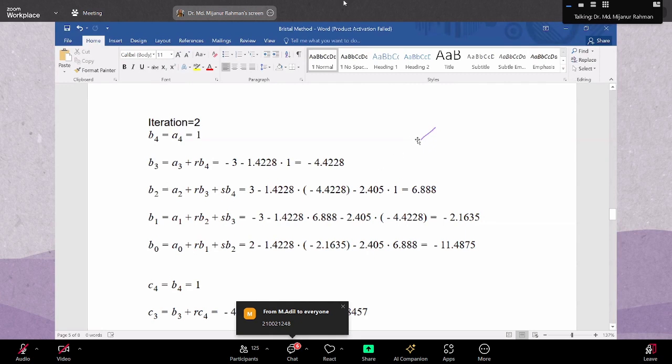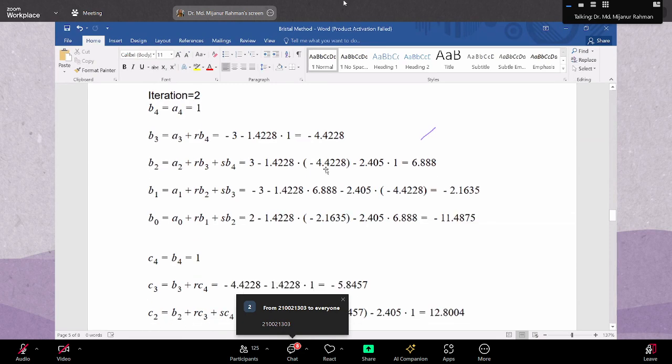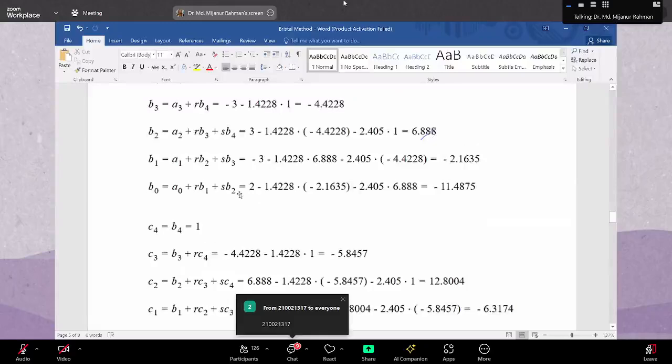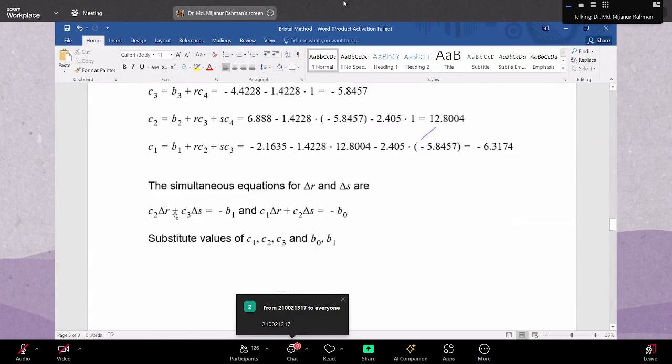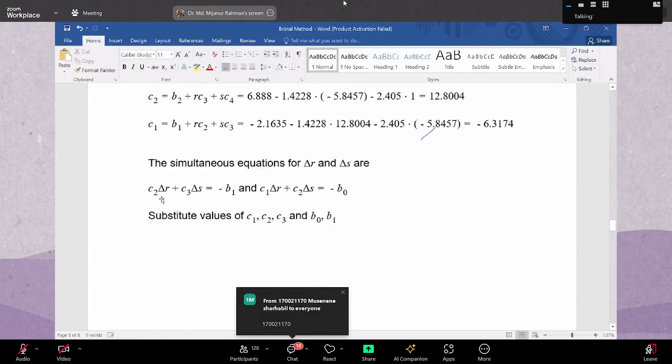again we should apply the recurrence relationship for finding the values of B, meaning B4, B3, B2, B1, B0. This is the relation that we already applied in the previous section, the first iteration. So if we can determine the values of B and C, again we can say these are the two equations: C2 delta R plus C3 delta S is equal to minus B1, and C1 delta R plus C2 delta S is equal to minus B0.